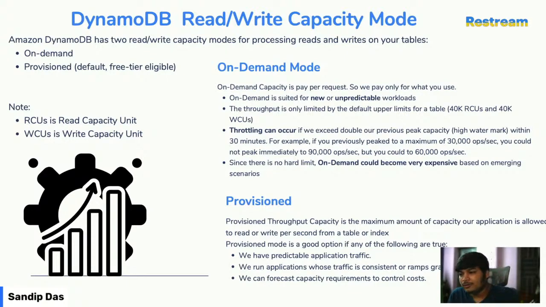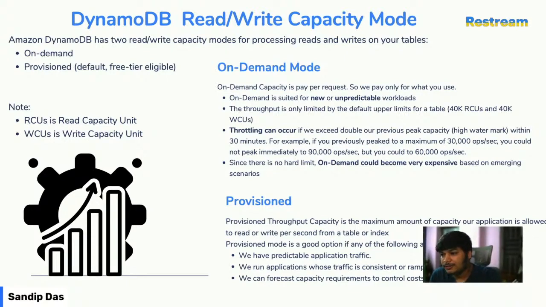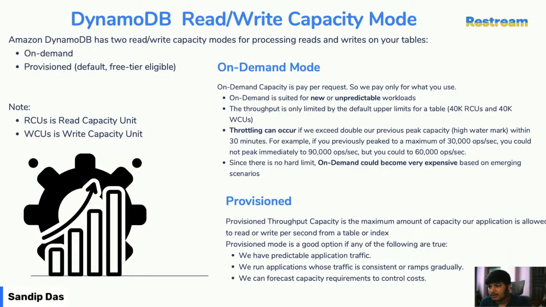So for provisioned, let me minimize this part. Provisioned throughput capacity is the maximum amount of capacity your application is allowed to read and write per second from a table or index. Provisioned mode is a good option if the following are true: you have predictable application traffic. For example, you know this is going to be my maximum reads and writes, and you run an application whose traffic is consistent and ramps gradually. It means that we know our application usage traffic pattern, so we can forecast capacity requirements to control the cost.